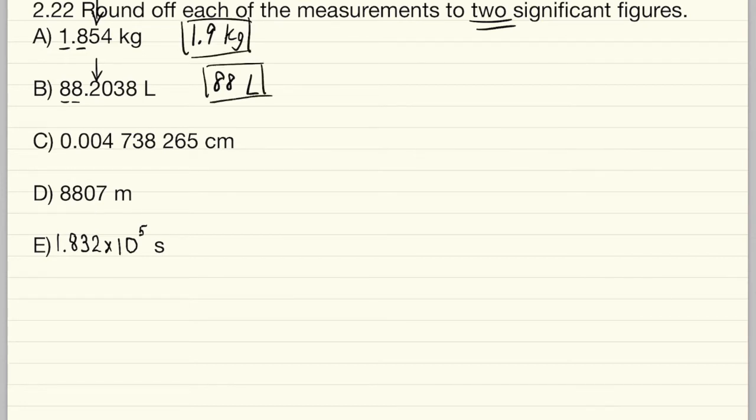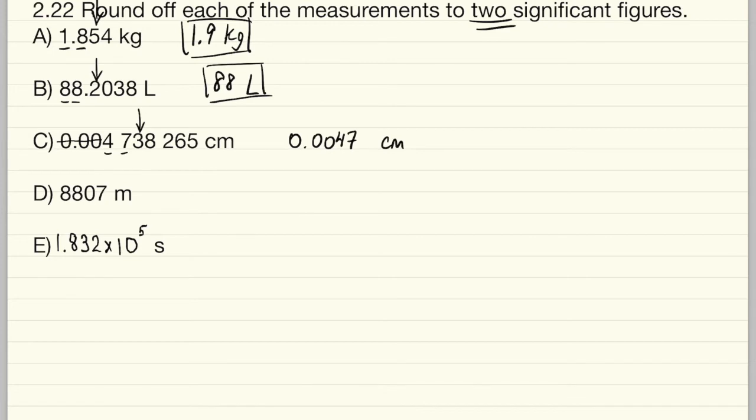In this problem, recall again, we don't count the zeros to the left that are before the first number. And so let me highlight the 2 digits here. I'm going to point the arrow to the next one over. This is less than 5, so I'm going to round it down. So this is going to become 0.0047.